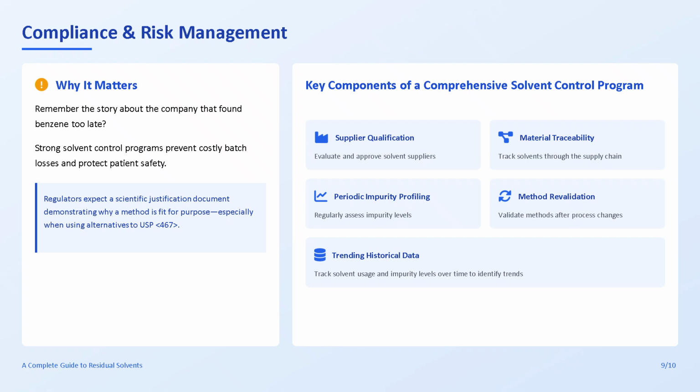Regulators expect a clear, scientific justification for your chosen analytical method, especially if you're modifying or replacing USP 467. These systems help prevent failures like the benzene incident we discussed earlier, and they ensure both patient safety and regulatory confidence.